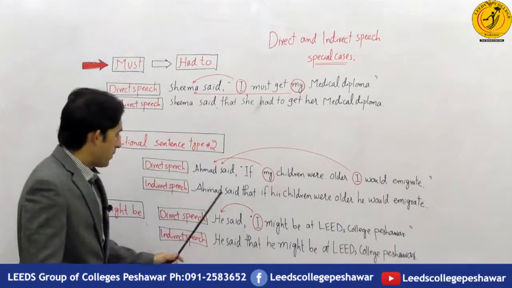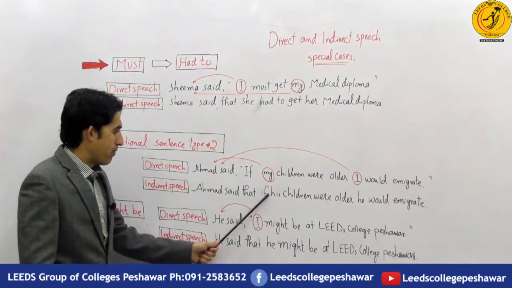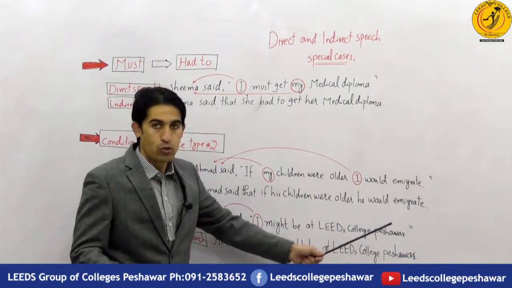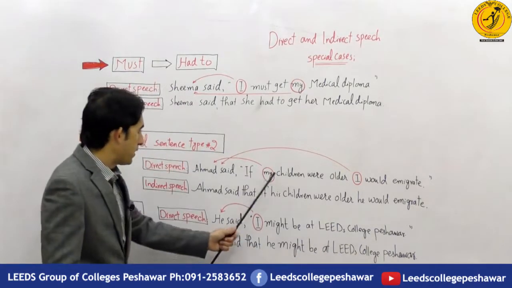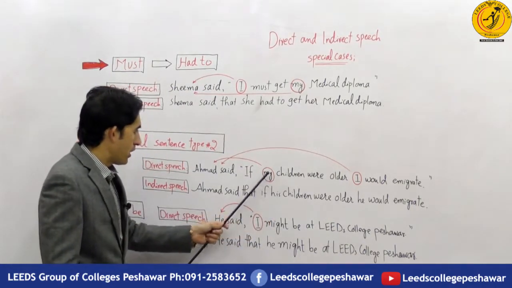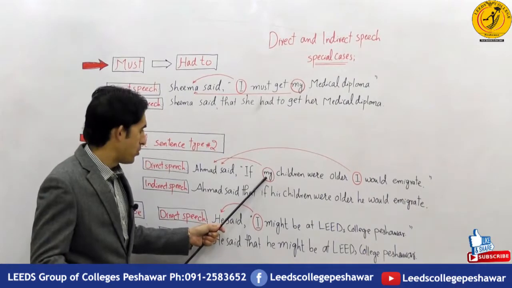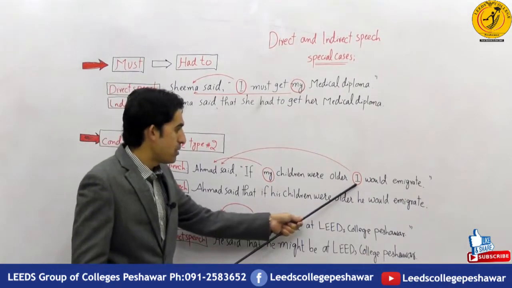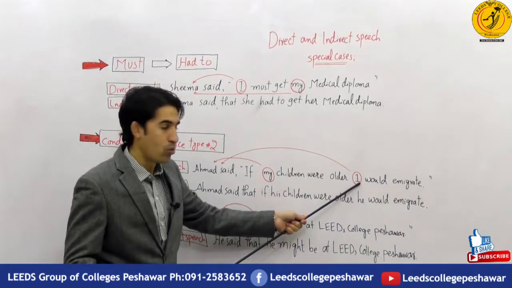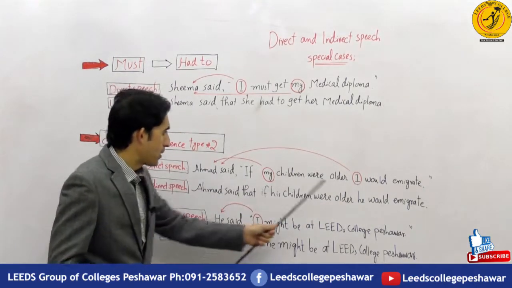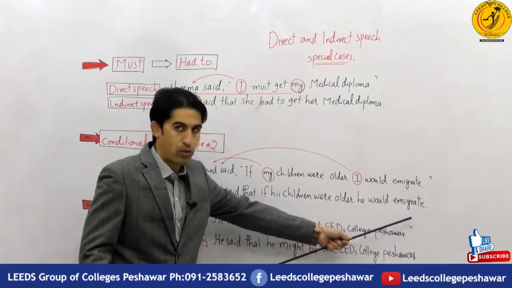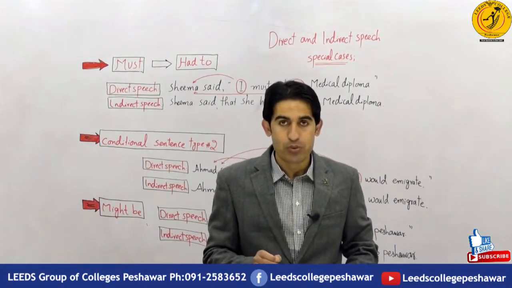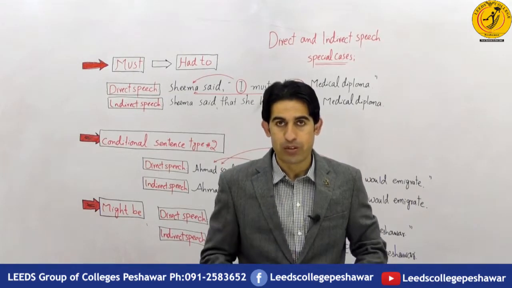So the indirect speech is: Ahmad said that if his children were older, he would emigrate. Although we can change the pronouns, like in the if clause we have the first person possessive my, which changes according to the subject, his children, and we have the subjective pronoun I, which changes according to the subject. This one becomes he would emigrate. The point is, conditional sentence type 2 doesn't change in indirect narration.